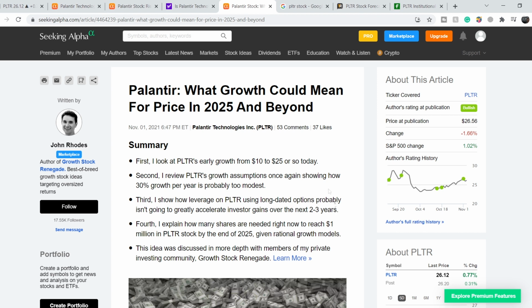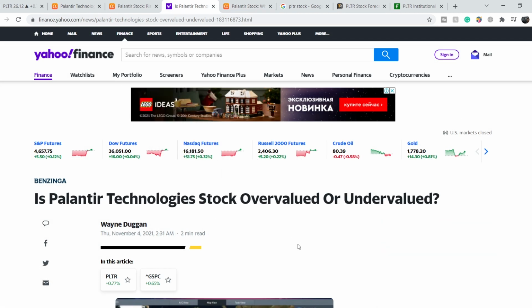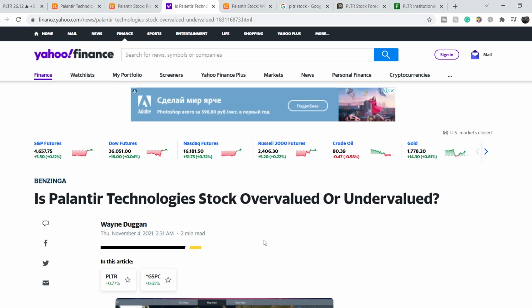I also have to say that this article is quite interesting as well, but it is nothing but a projection, some kind of assumption of how many shares you need to have right now to reach $1 million in 2025. And it is just simple math. And let me show you this article on Yahoo Finance on November the 4th. We have this: is Palantir Technologies stock overvalued or undervalued?